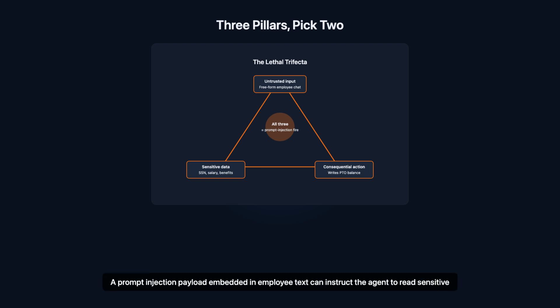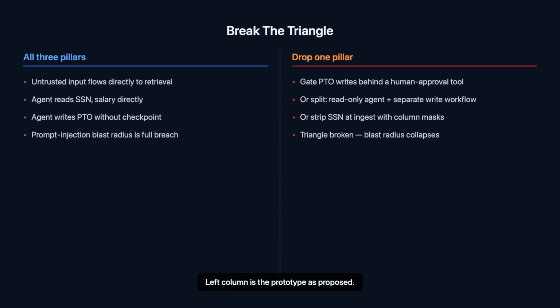A prompt injection payload embedded in employee text can instruct the agent to read sensitive records and write an unauthorized PTO change in the same turn. The blast radius is full breach. Left column is the prototype as proposed. Untrusted input flows directly to retrieval. The agent reads social security numbers and salaries with no mediation. The agent writes PTO balances without a checkpoint. Any successful prompt injection causes full breach.